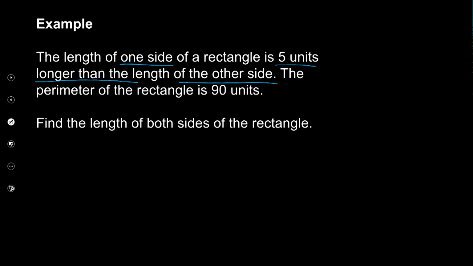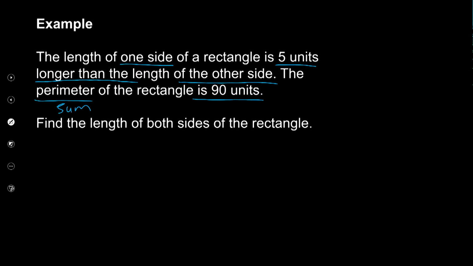The perimeter, which is the most important thing here, is 90 units. Remember, perimeter is the sum of all the lengths of your shape. So the question here is: find the length of both sides.